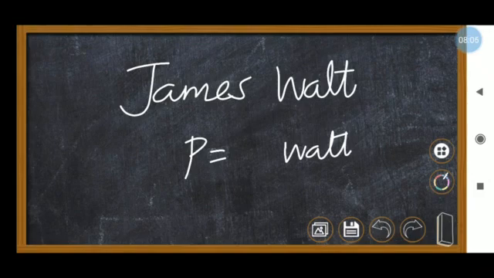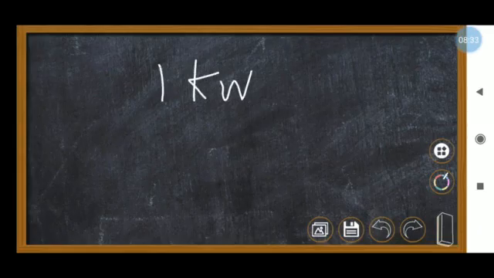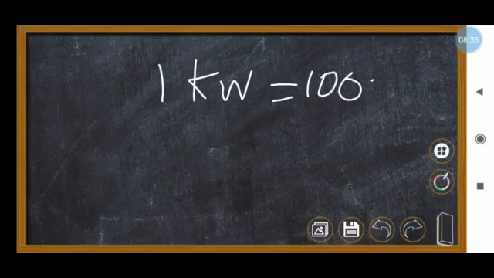So 1 watt means how much energy consumed: 1 joule per second consumed, that is called 1 watt. Okay students, but generally the watt is a very small unit. If you are representing electrical consumption in household items or factories, they calculate in terms of kilowatt. So 1 kilowatt equal to 1000 watt.